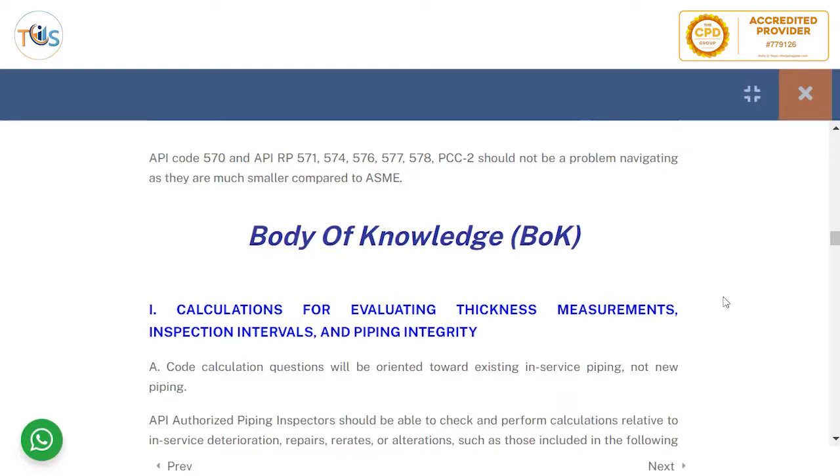Body of knowledge: if you go to API ICP, there is a publication effectivity sheet which tells the list of the documents that you need to study and the revision number. The body of knowledge also lists the documents without revision number, but it also gives a detailed explanation of what you are expected to know as an API 570 authorized piping inspector, and it's called body of knowledge. Go to the correct revision that is relevant to the exam window. We have explained this in the last video.